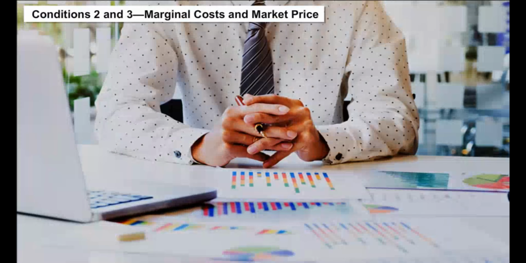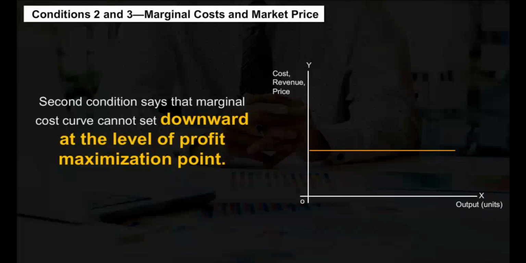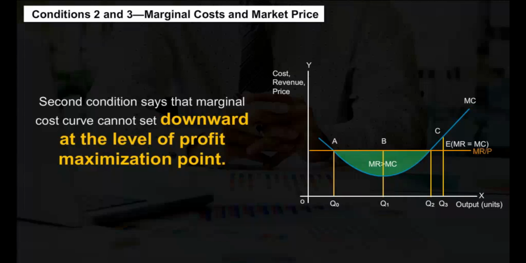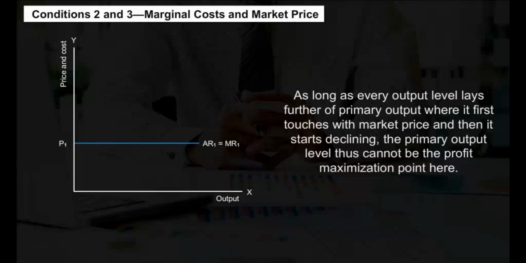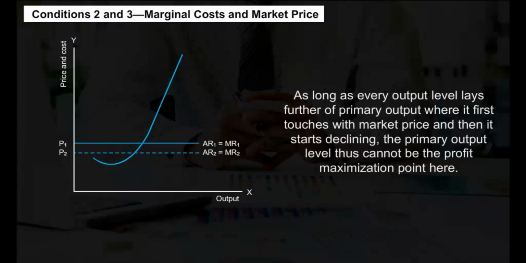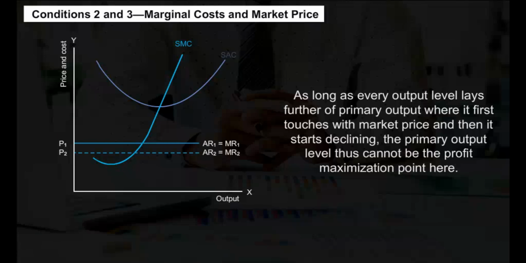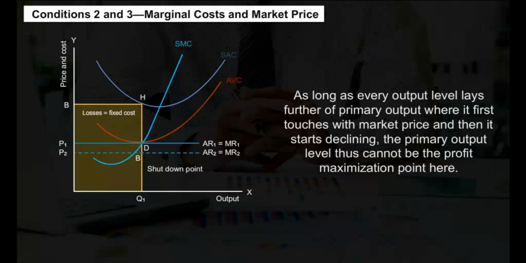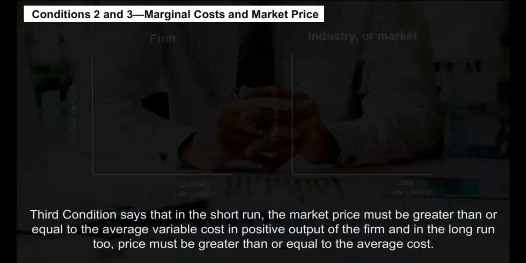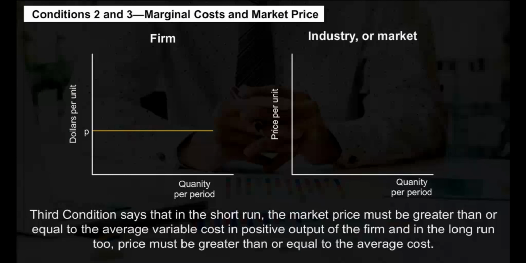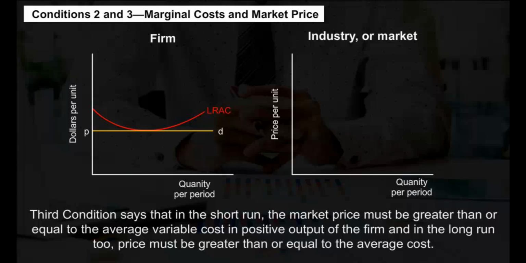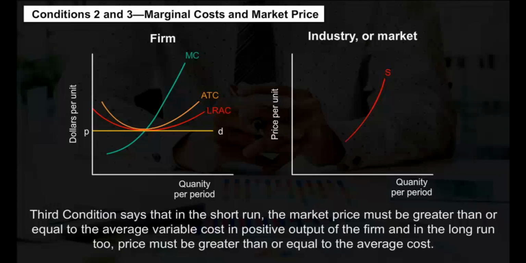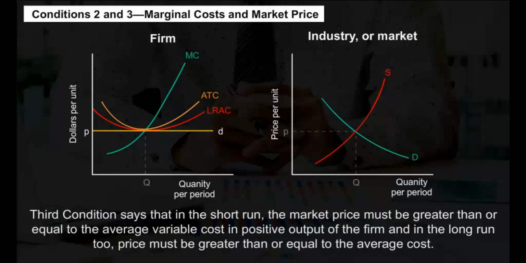Conditions 2 and 3. Marginal cost and market price. The second condition says that the marginal cost curve cannot slope downward at the profit maximization point, as at every output level beyond the primary output where it first touches the market price, it then starts rising. The primary output level thus cannot be the profit maximization point here. The third condition says that in the short run, the market price must be greater than or equal to the average variable cost at a positive output of the firm, and in the long run too, price must be greater than or equal to the average cost.